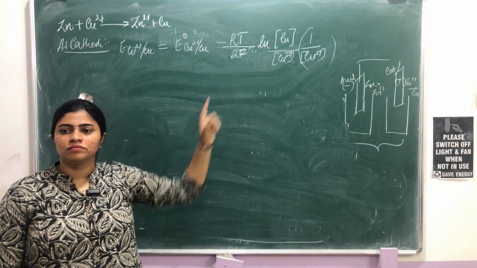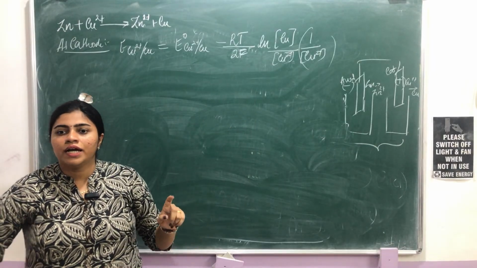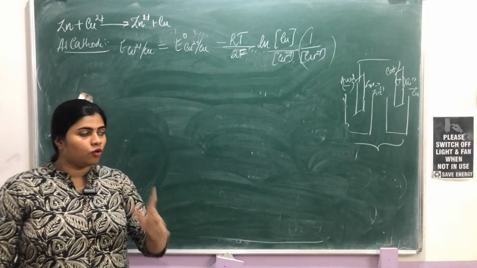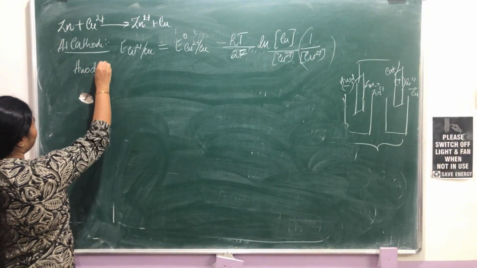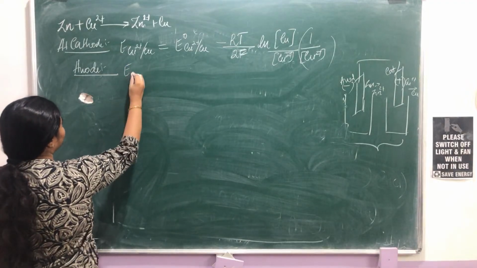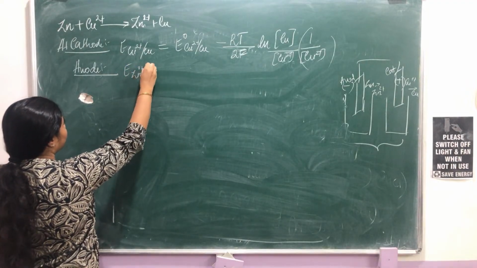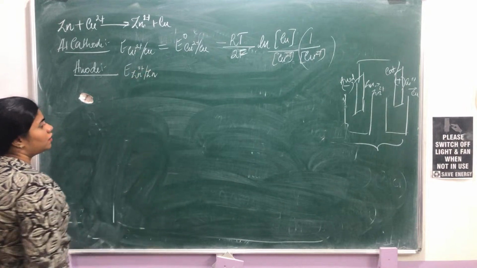It is a metal solid. So it will be 1. Now write it for the anode. Quickly write it for the anode without seeing the slide. E Zn2+ divided by Zn.